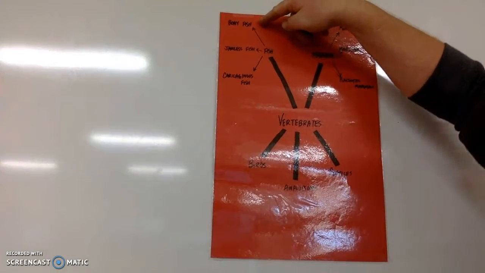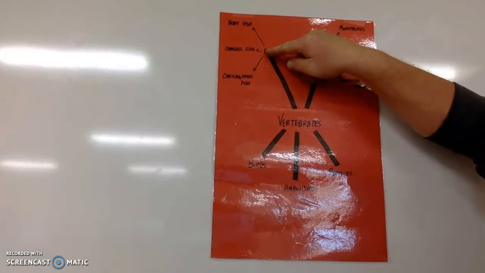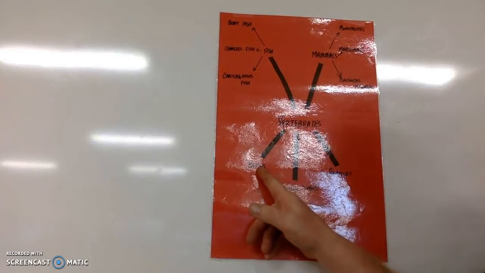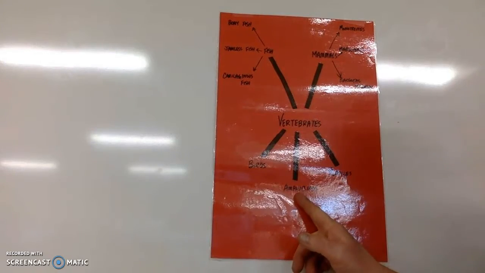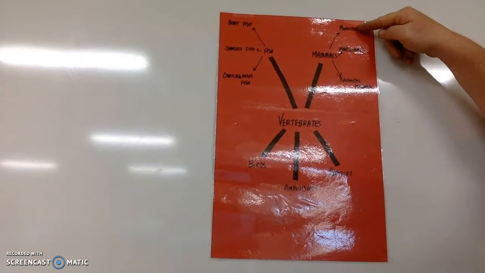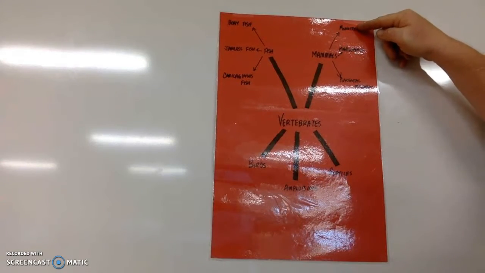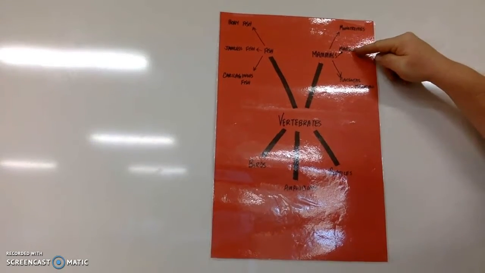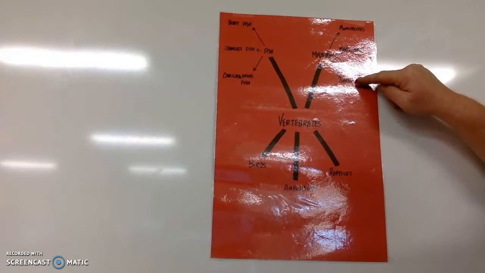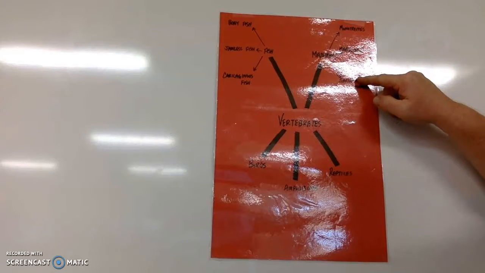We have bony fish up here, jawless fish up here, cartilaginous fish here. Down here we have birds, amphibia, reptiles, and then the mammals over here: the monotremes, those are the ones that lay eggs and feed milk. The marsupials feed milk and their young are born in a pouch, and the placental mammals raise their young inside of them until they're very late in development and give live birth.